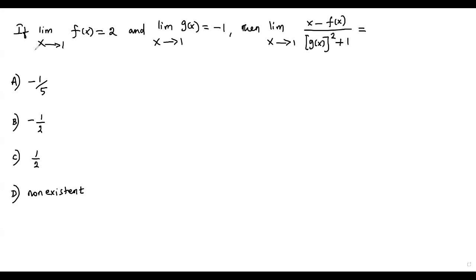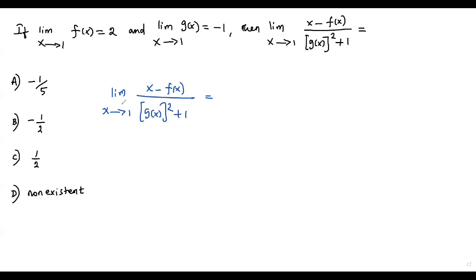Okay, so from the given results of two limits, we have to evaluate the limit we have over here. Now let me take this limit as it is: the limit as x approaches 1 of (x - f(x)) over (g(x))^2, plus 1. Here we take the limit as x approaches 1 for this expression.